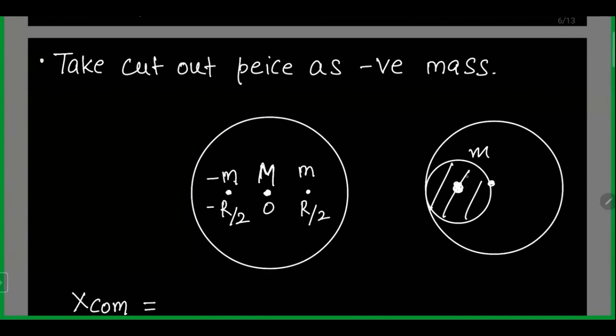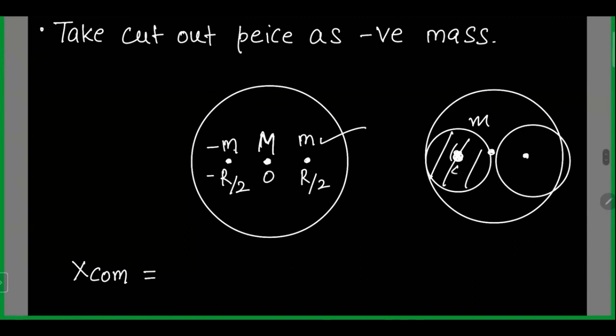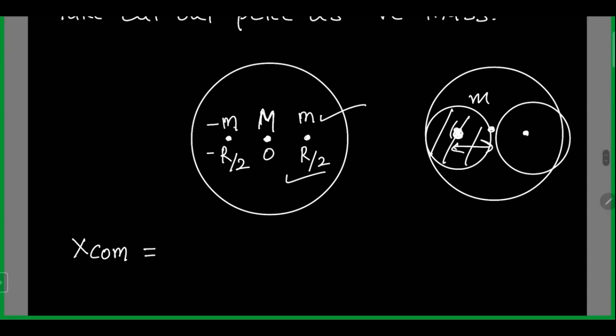Now I have placed this body on this side. So here I have placed some mass. So I will say here I have a positive m. So what is the distance? This distance is not r by 2, since it is on the negative side of the origin, I will say minus r by 2. And what is this distance? This is positive r by 2. Now we have three bodies and we can easily find the center of mass.